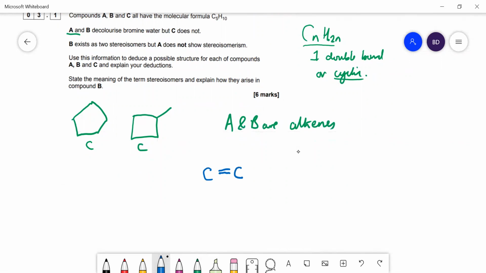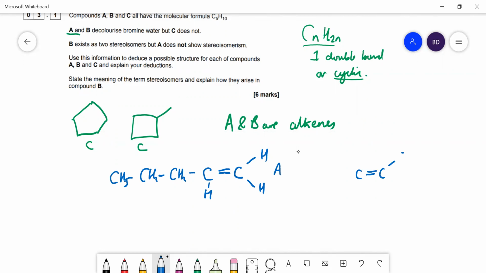And A doesn't exist as 2 stereoisomers. So that means you've got to have 2 groups on one of the carbons that are the same. So let's try 2 hydrogens. We'll try that. And we've got 3 of the carbons to think about. So we could have CH2, CH2, CH3. Now that compound does not show EZ isomerism because you've got 2 hydrogens, 2 groups the same. So that could be A, or another possibility for A. You only have to give one, but might as well.